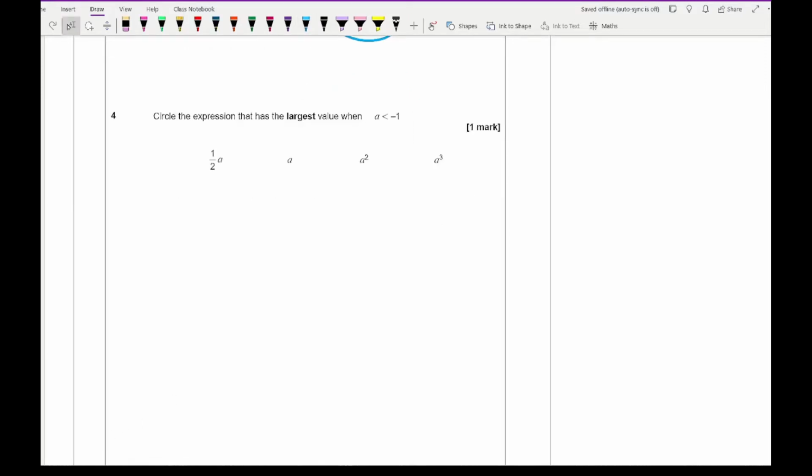And looking at question 4, it says circle the expression that has the largest value when A is less than -1. Well, let's just go for -1. So here, a half times -1 is going to be minus 0.5. That's going to be -1. This is going to be -1 times -1, which gives me an answer of 1. And here we're going to have -1 times -1 times -1, which is -1. So which expression is going to give me the biggest answer? It's going to be A squared.